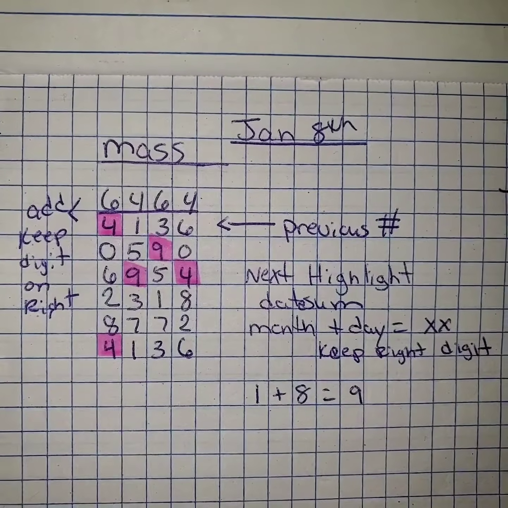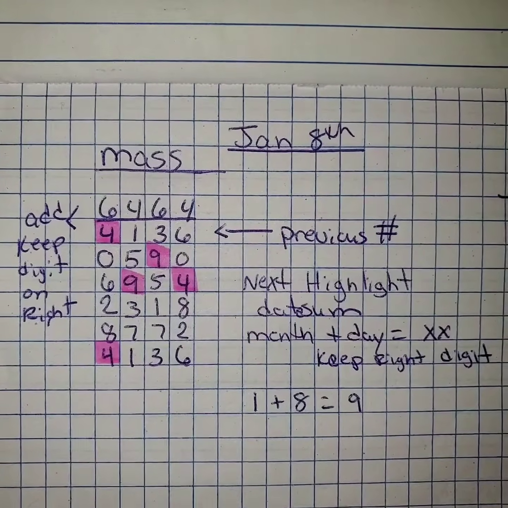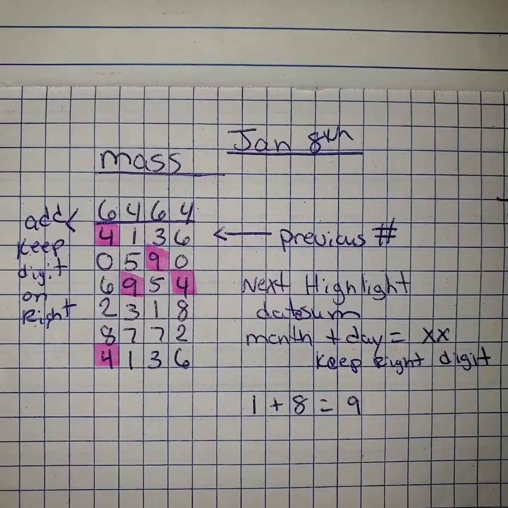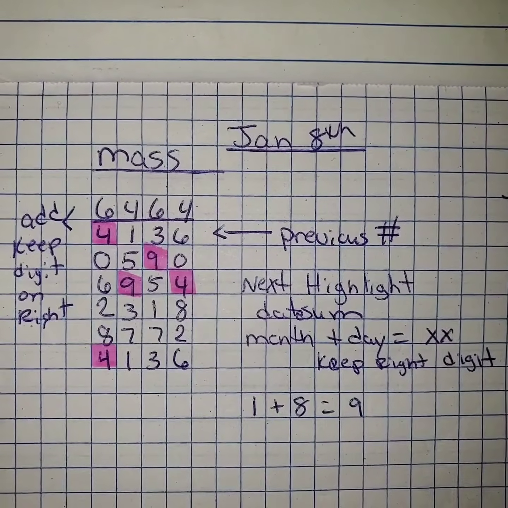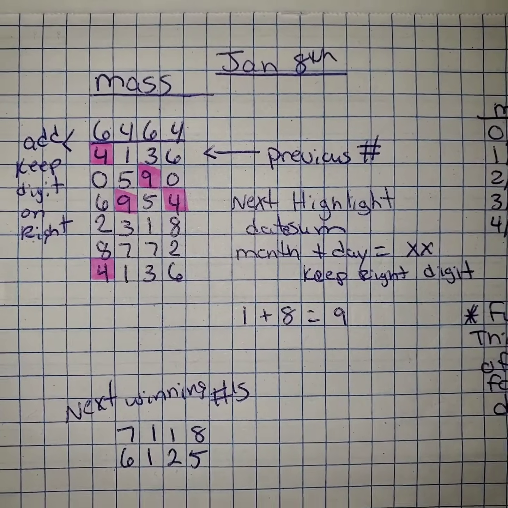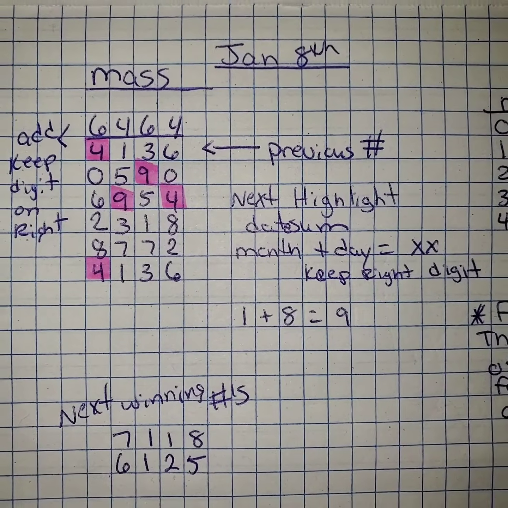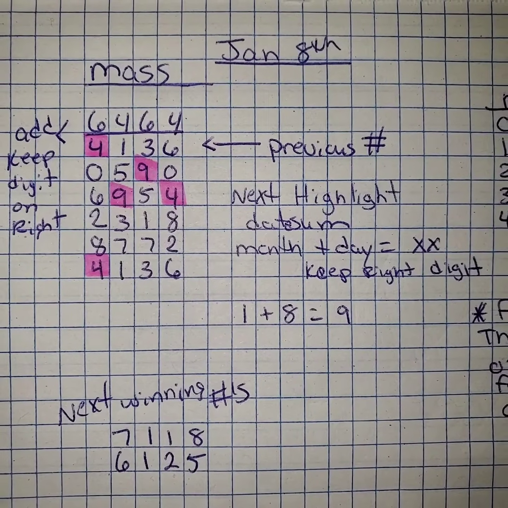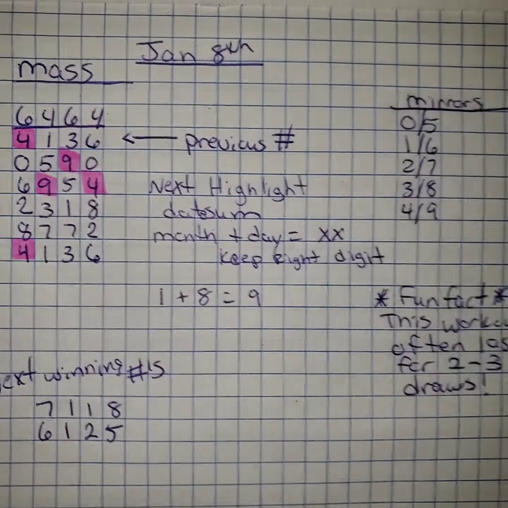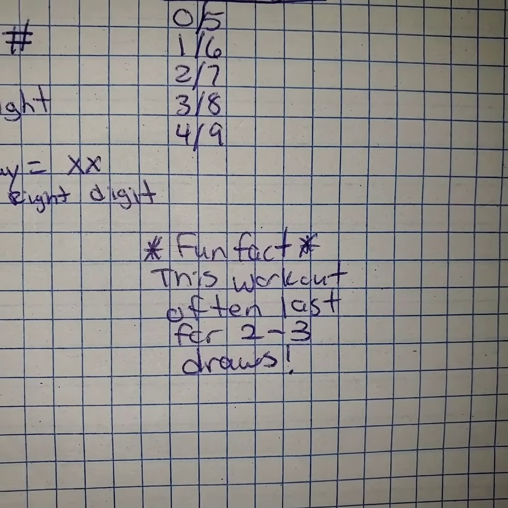All right, so there we have it. The 4s and 9s are highlighted on your rundown right here. Your next step is to know that that is going to be your starting point to finding your next winning number. Now we're going to choose our numbers for the next winning draws. We're going to look at this in a time frame of just the most current at the time that I'm making this video. First of all, I just want to give you guys a fun fact: this workout often lasts for 2 to 3 draws.